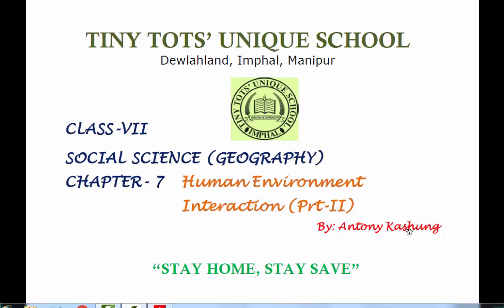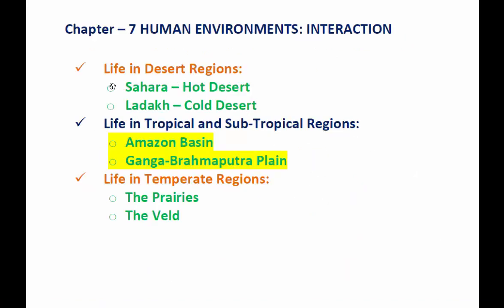Today we will learn the continuation of chapter 7 from geography. In the previous class we learned the topic life in desert regions, with reference to Sahara as a hot desert and Ladakh as a cold desert. Today we will learn life in tropical and subtropical regions, with reference to two more basins, that is Amazon Basin as well as Ganga and Brahmaputra Plains.